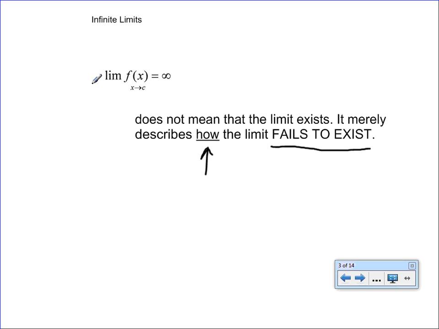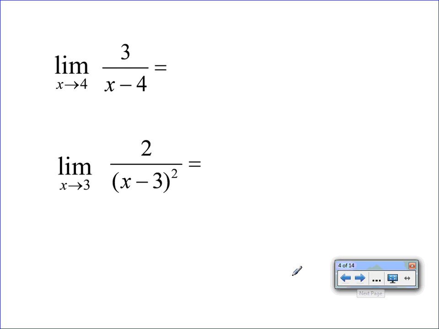So if we get to a place where we see that unbounded behavior, we want to describe the unbounded behavior. Is it heading off to infinity? Is it heading to positive infinity, negative infinity? So we want to be a little more specific.